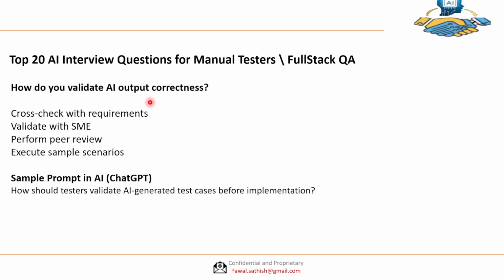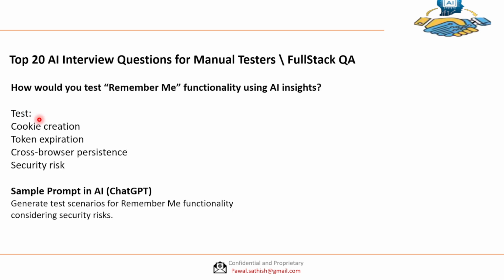How do you validate AI output correctness? This is very important. We need to cross check with requirements, validate with SME, perform peer review, and execute sample scenarios. This way we need to verify the correctness. Sometimes AI gives a lot of results which are not relevant, so we'll skip those things.